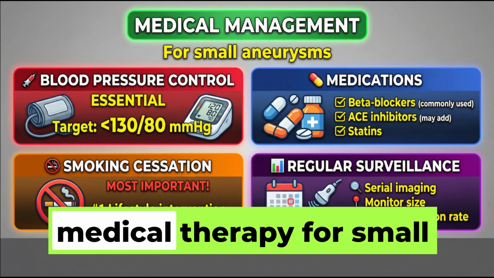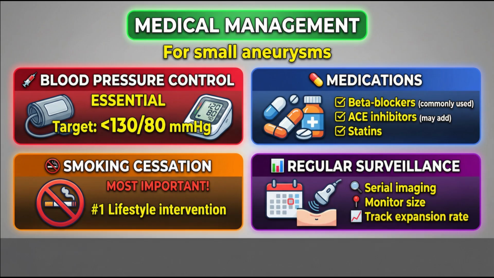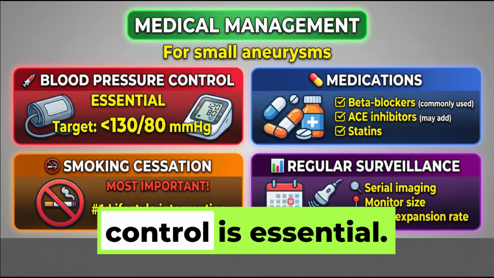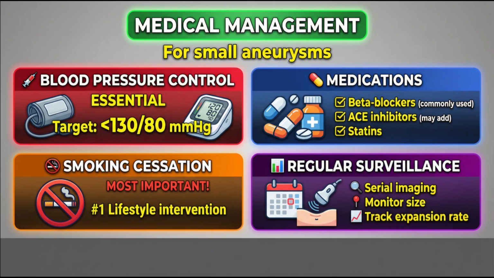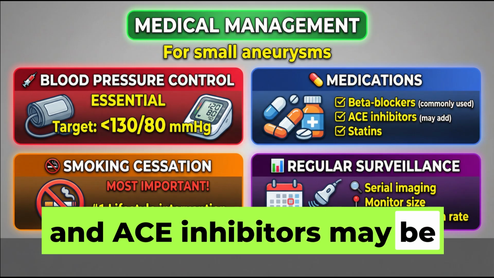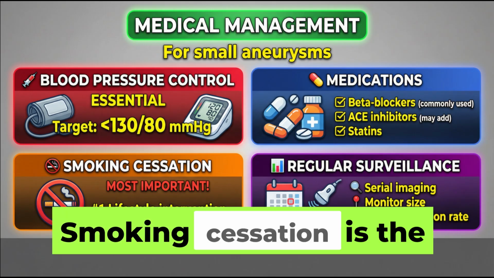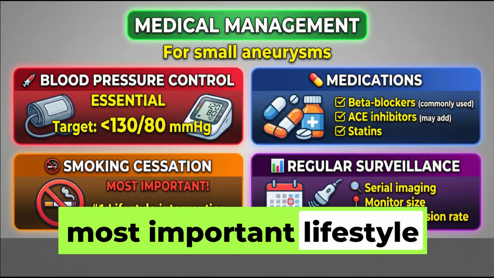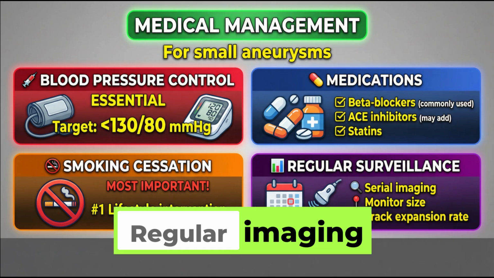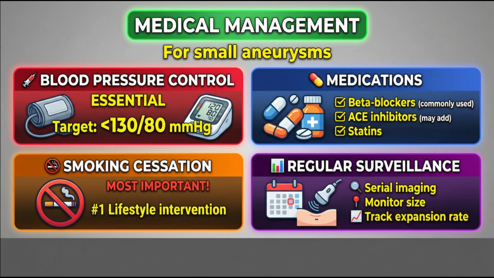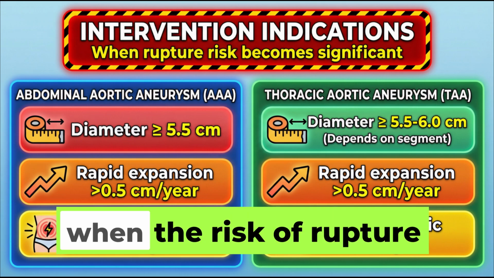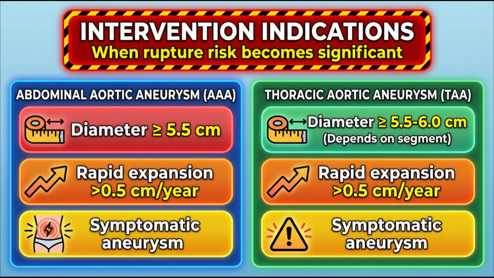Management starts with medical therapy for small aneurysms. Strict blood pressure control is essential. Beta blockers are commonly used, and ACE inhibitors may be added. Smoking cessation is the most important lifestyle intervention. Regular imaging surveillance is required to monitor aneurysm size. Intervention is indicated when the risk of rupture becomes significant.